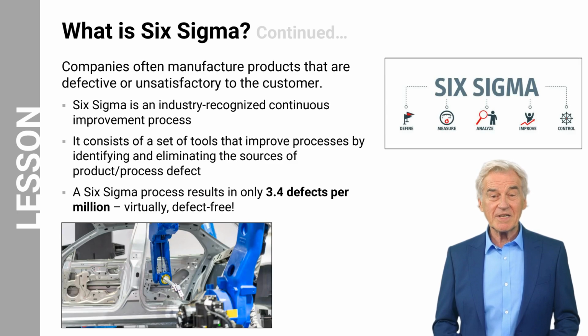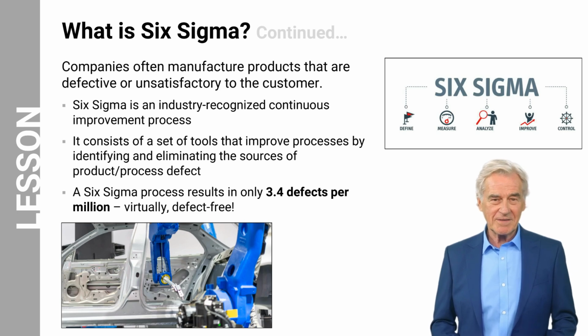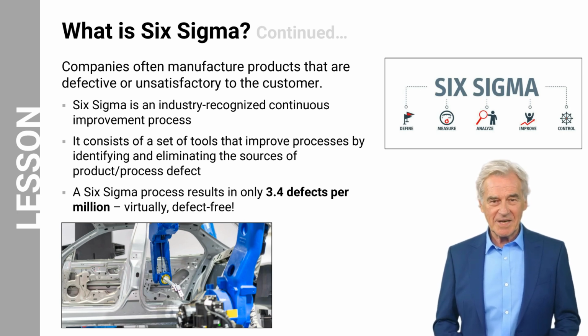Companies will sometimes manufacture products that are defective or unsatisfactory to the customer. When this happens, the company loses money, time, and customer loyalty, which can ultimately lead to the failure of a business. Six Sigma is an industry-recognized continuous improvement process. It is a set of engineering, statistical, and managerial tools and strategies which improve manufacturing processes by identifying and eliminating the sources of product defects.